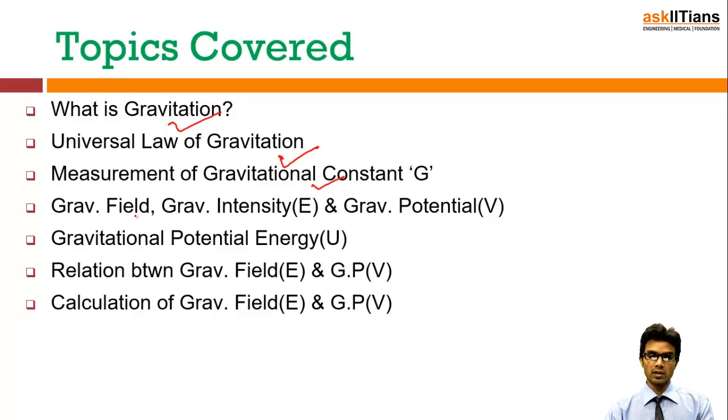The next topic is gravitational field, gravitational intensity, gravitational potential. Next one is gravitational potential energy, relationship between gravitational field and gravitational potential. Next is calculation of gravitational field and gravitational potential. Here we will calculate the gravitational field E and gravitational potential V at various points for various shapes.